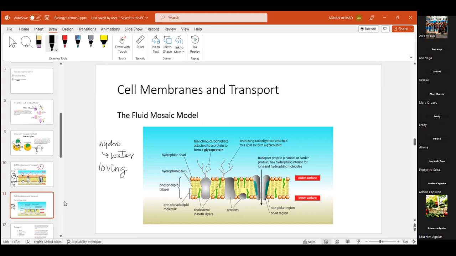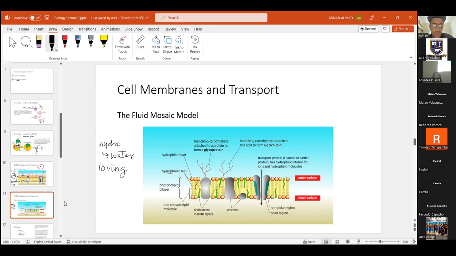The water-loving part is on the outside. And on the inside, we have hydrophobic regions. You can see these tails here. These are hydrophobic tails. Again, hydro means water, and phobic, you may have heard of the word phobia. Phobia means fear. So these molecules fear water and try to stay away from water-based molecules. So we have a hydrophobic tail and a hydrophilic head.